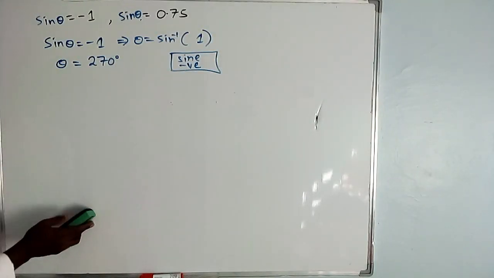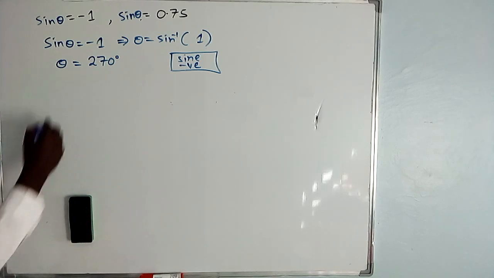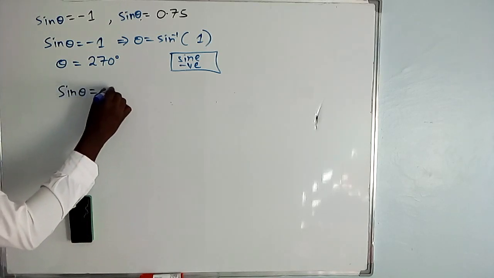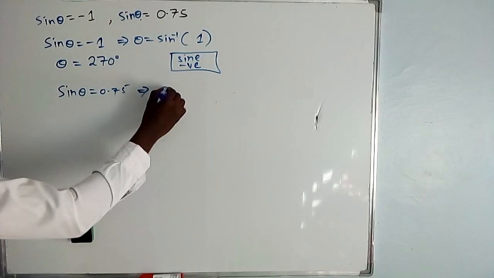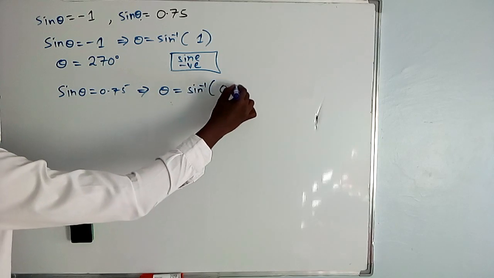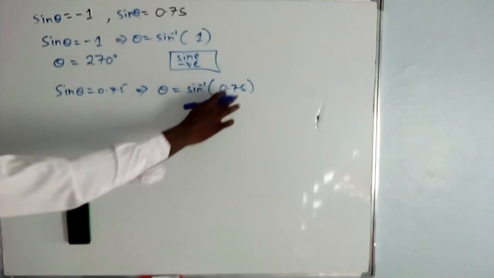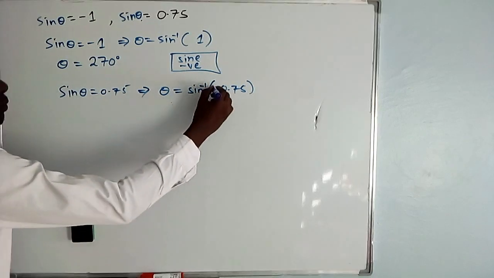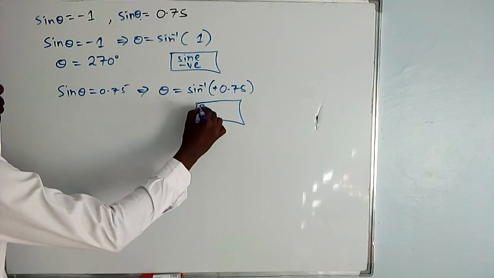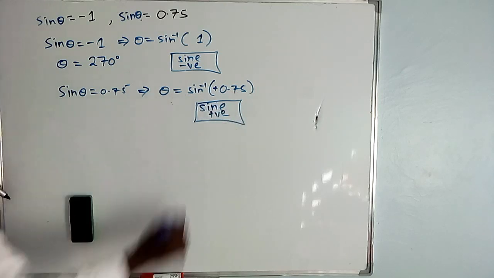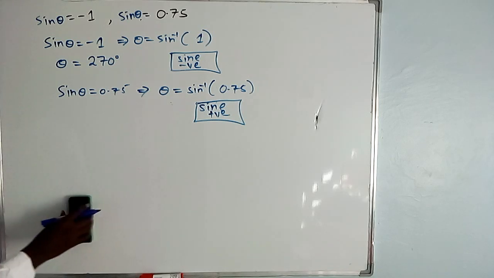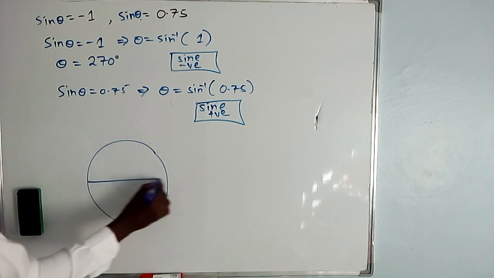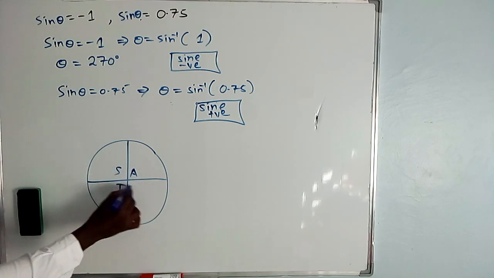Move to the next. When sine theta is equal to 0.75, what are the solutions? Then it implies theta is the sine inverse of 0.75. So 0.75 means positive 0.75, isn't it? So it means we are looking for the quadrants where sine is positive. So get the sine inverse of 0.75, then you look for the quadrant where sine is positive. So what is the sine inverse of 0.75?